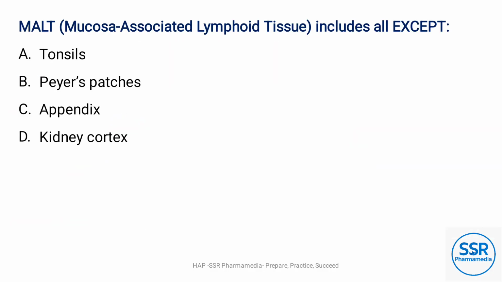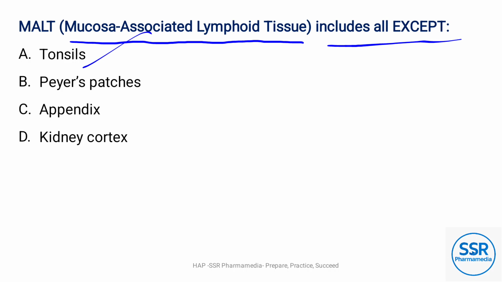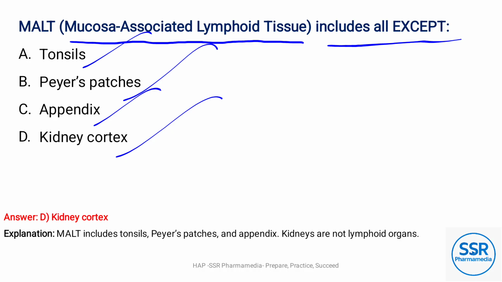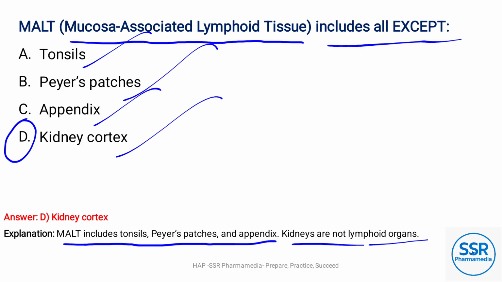So next, MALT, mucosa-associated lymphoid tissue, includes all except option A, tonsil, option B, Peyer's patches, option C, appendix, option D, kidney cortex. So the answer is option D, kidney cortex. MALT includes tonsils, Peyer's patches and appendix. The kidneys are not lymphoid organs.